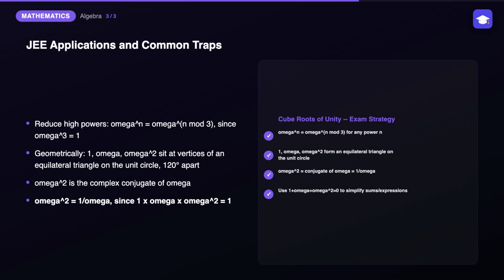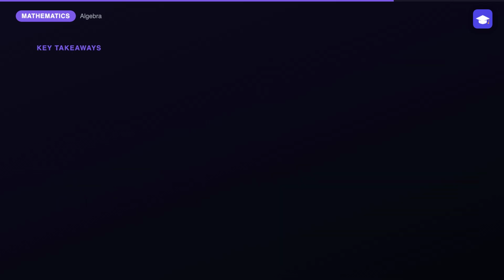Also remember that omega squared is the complex conjugate of omega, and that omega squared equals 1 over omega, since the product of omega and omega squared equals 1, a direct consequence of the roots satisfying x cubed equals 1. Let's recap.